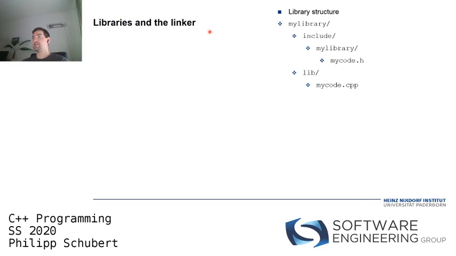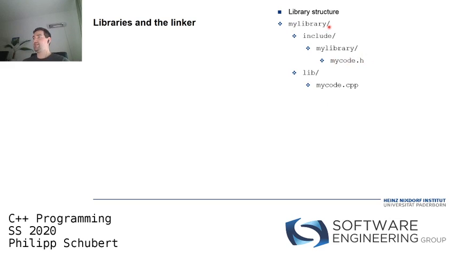Let's have one more example. Let's have a library structure. Let's have a directory called my library. And in my library, we have another directory called include. And in include, we have another directory called my library. And here we have our header files. And in this case, our own library called my library only comprises one header file.